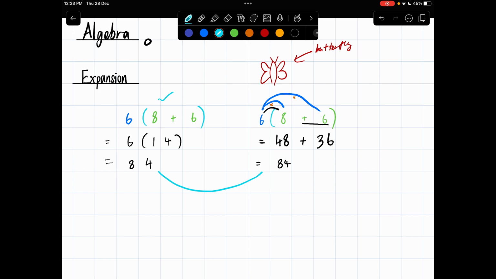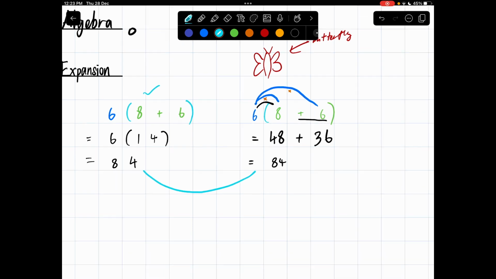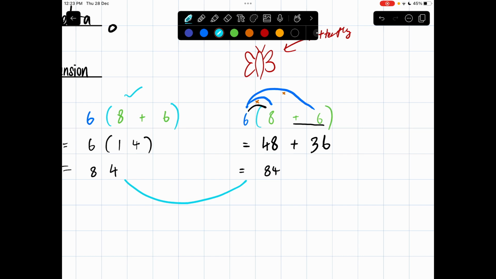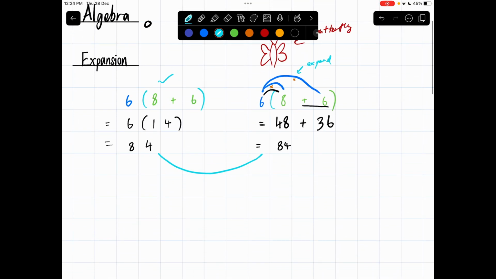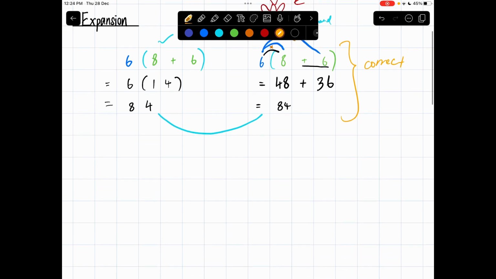It's also correct, and it's also not wrong to do it in this manner where we expand it. This is the term, this is what we call expand. Expand it by multiplying the number inside with the number outside one by one, then adding them at the end. So since now we know that this particular method is correct, we can use it to solve the question that we had earlier.